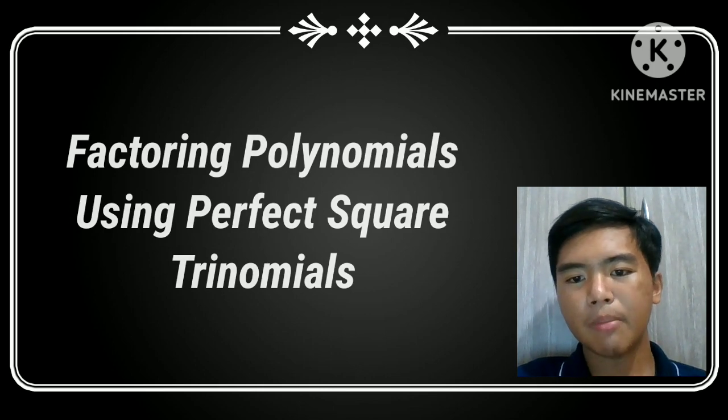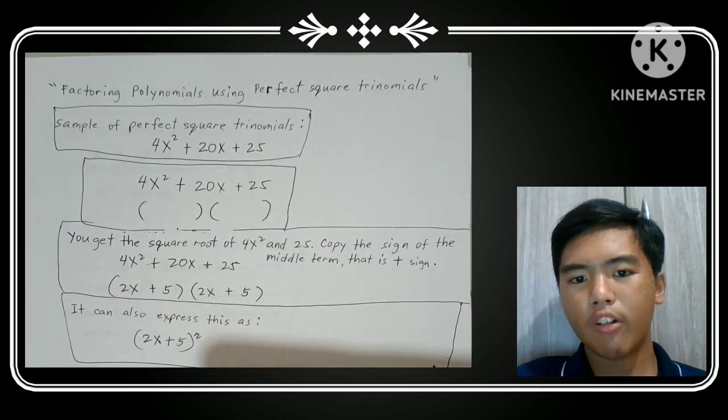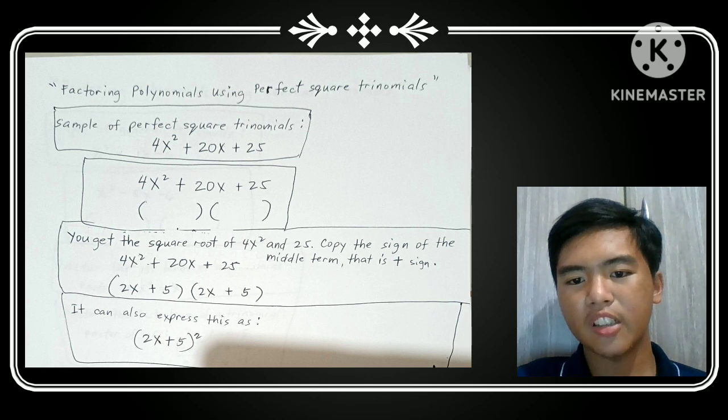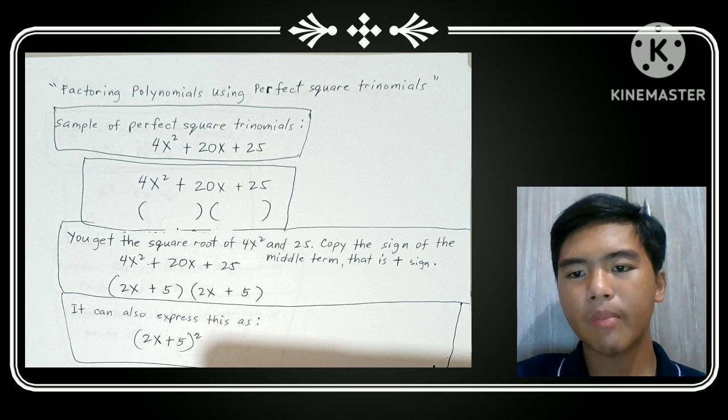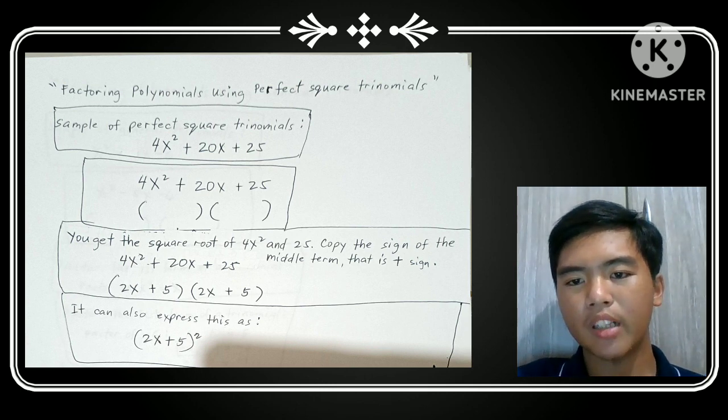So here is an example of a perfect square trinomial. 4x squared plus 20x plus 25. So let us factor this sample. You should prepare two sets of parentheses. You get the square root of 4x squared, which is equal to 2x. And this will be the first term that you place in both parentheses. And the square root of 25 is equal to 5. And this will be the last term.